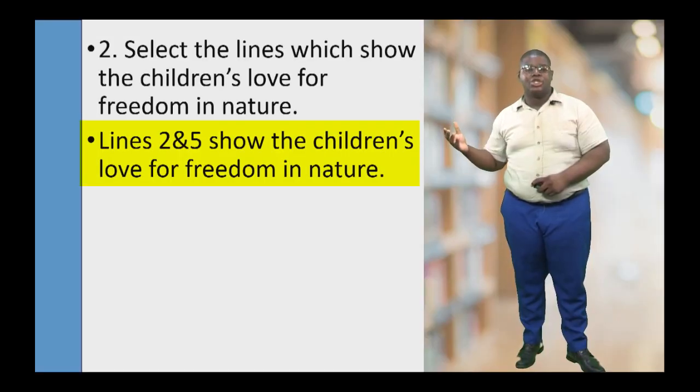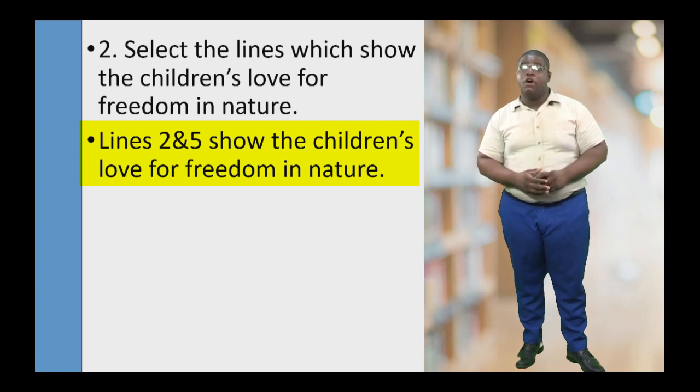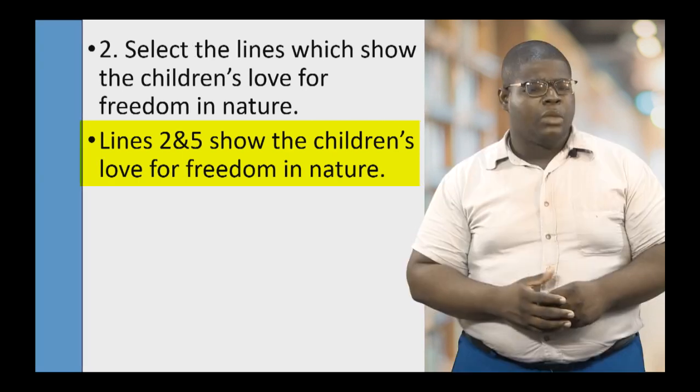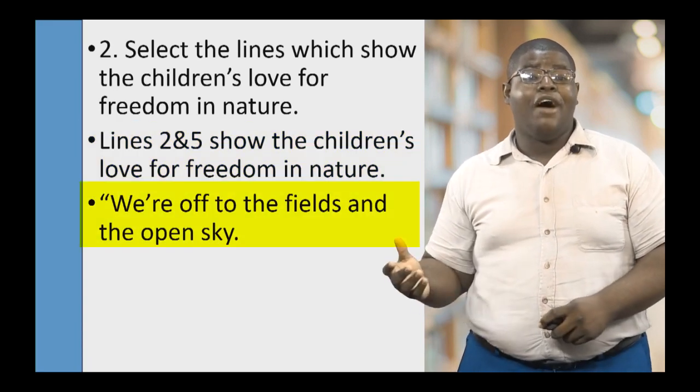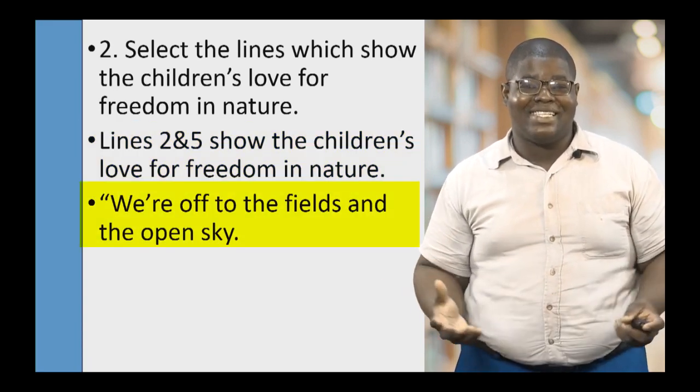Now we have lines 2 and 5. They show the children's love for freedom in nature. Now let's see what lines 2 and 5 say. We're off to the fields and the open sky.